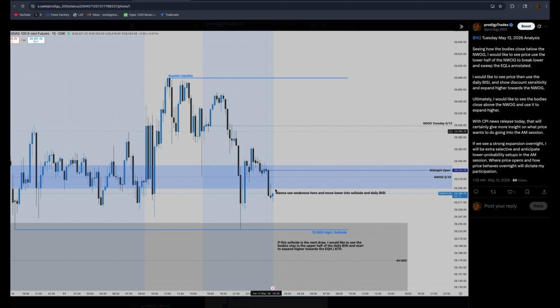But here, seeing how on the 15-minute chart the bodies closed below the new week opening gap, I wanted to see price break lower and sweep the sell side, and use that daily inefficiency as support with the body staying in the upper half to move higher, and ultimately work its way above the new week opening gap and target the buy side. We've been at all-time highs. Price has been extremely bullish on the higher time frames, so this narrative aligns with that as well. Last night, this is what I wanted to see, and this was just a forecast and somewhat of an overview of what I expected price to do.